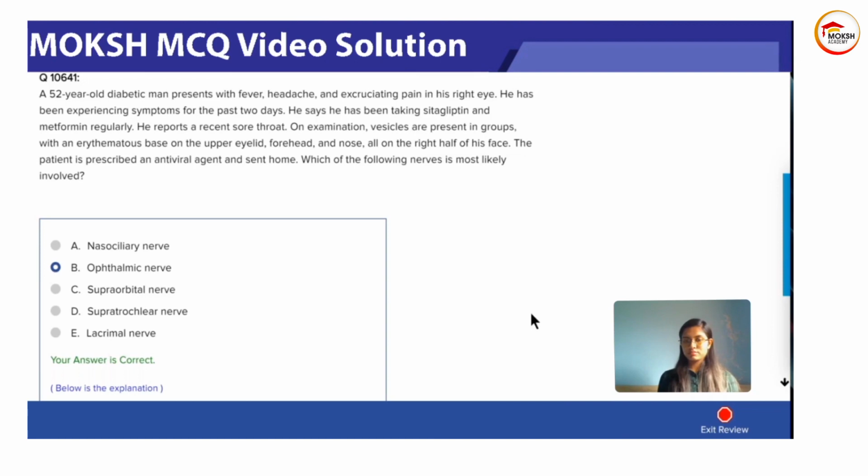This patient has shingles, right? Shingles is caused by varicella zoster. It's not CMV retinitis, it is shingles, okay? It is herpes zoster infection, or we can call it varicella zoster infection as well, mainly affecting the ophthalmic nerve because of the areas being involved: upper eyelid, forehead, and only half of the side.